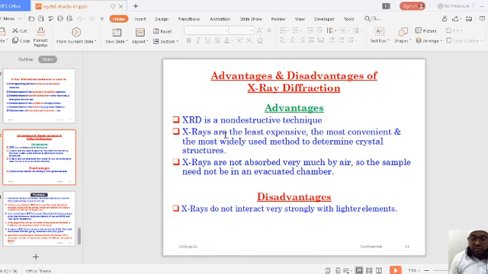And the one disadvantage we find is that X-rays do not interact very strongly with lighter elements. Strongly means that the interaction with lighter elements or lighter material is not accurate. That is the only disadvantage we found with X-ray diffraction.